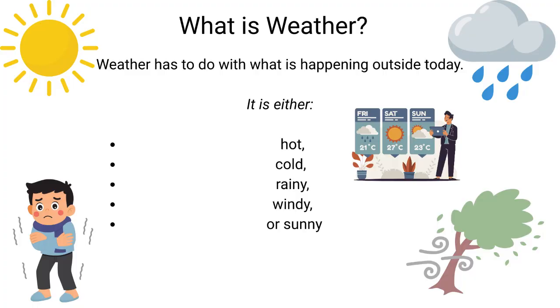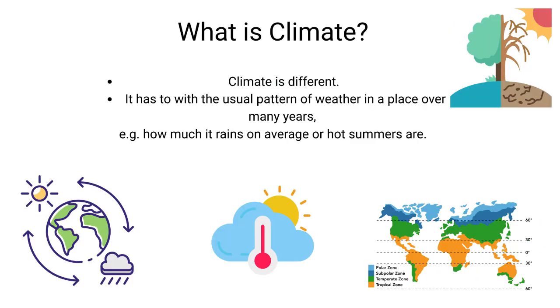First, let us understand some words. Can anyone tell me what the meaning of weather is? Exactly. Weather is what's happening outside today. It tells us if it's hot, cold, rainy, windy, or sunny. Okay, so climate is different. Climate has to do with the usual weather patterns in a place over many years. It tells us how much it rains on average or how hot summers are.